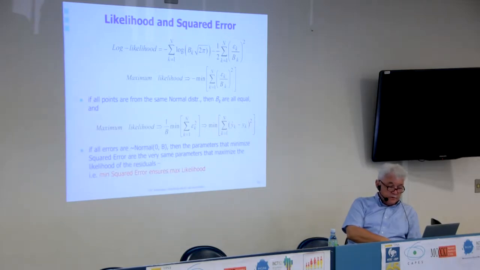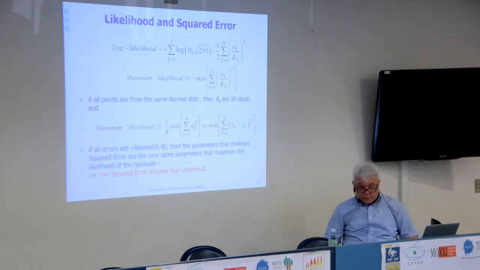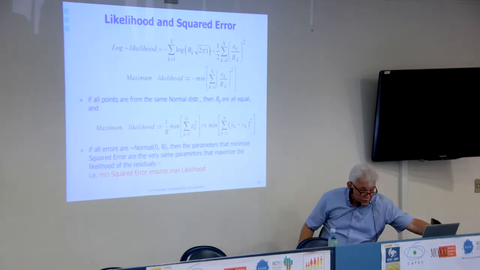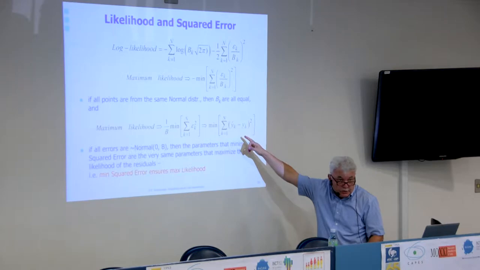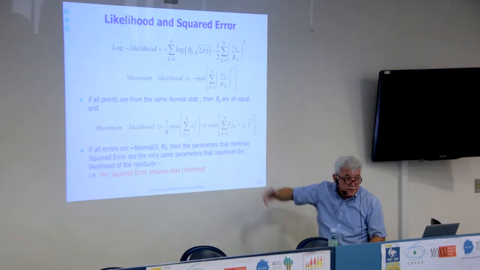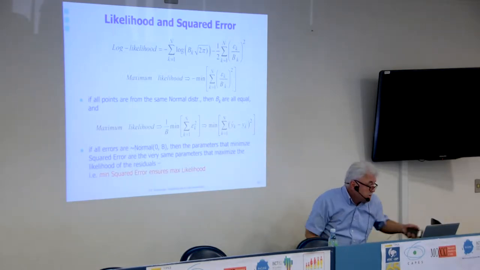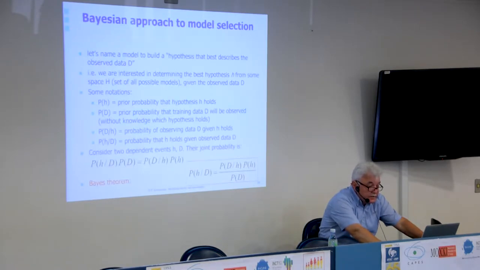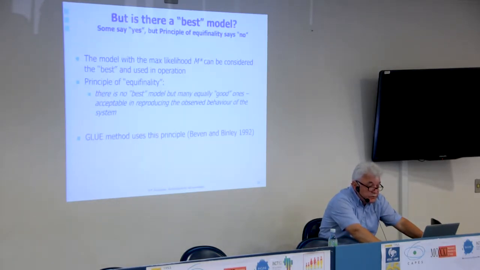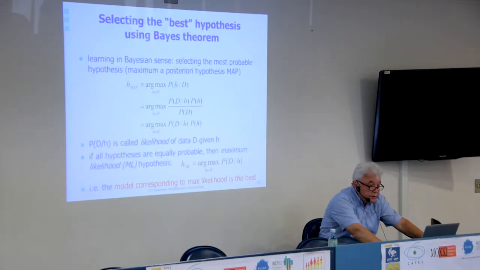It should be different. But often people ignore it. Even if error is not Gaussian, nobody checks that. And we often use mean squared error or root mean squared error to estimate model performance. That's how it is. Okay, let's skip this. Sorry for that. We don't have time, unfortunately. Yeah, GLUE method. Yeah, okay, GLUE.